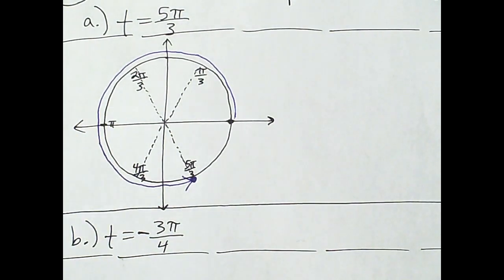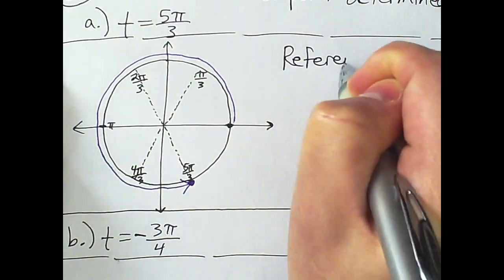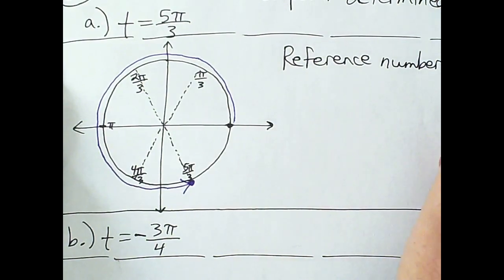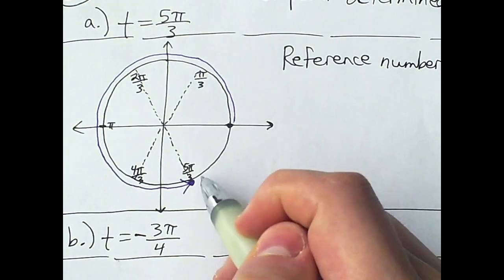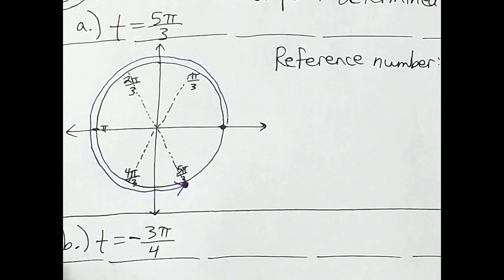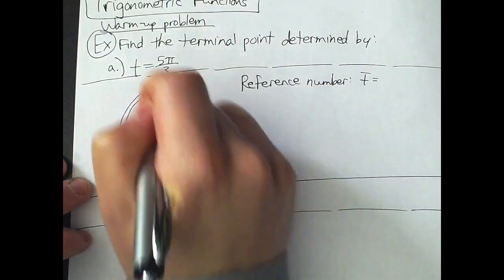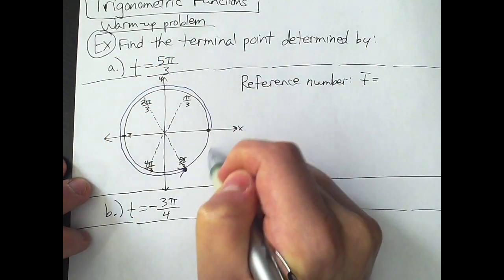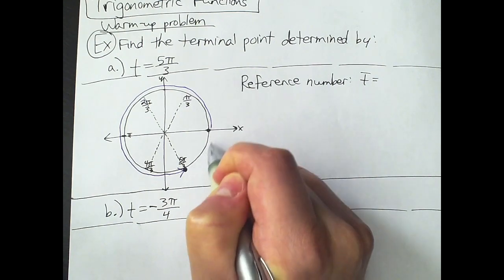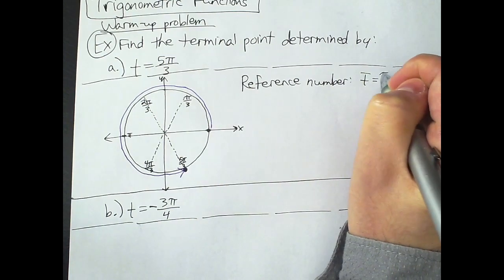So what reference number do you think we can use? Reference number. We talked about that in the previous lesson. I think the reference number that we could use is supposed to be the shortest distance along the unit circle between the terminal point we're interested in and the x-axis. So this right here that I'm pointing at, what distance is that? That is the reference number. And that looks like a distance of pi over 3. So I'm going to put that here.